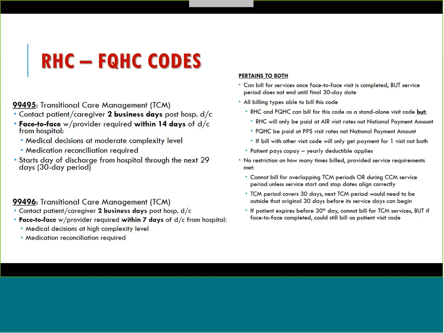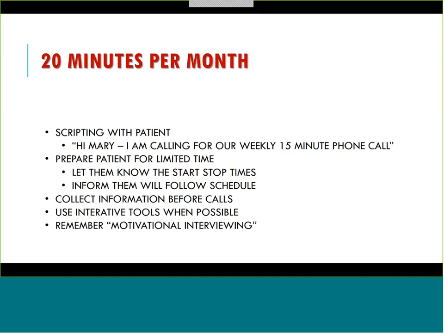In the manual, it talks about that more in depth because there are some nuances there, and you can do a little calculation. You do not get the TCM rate. That is the national payment amount. You get your all-inclusive or your PPS rates again. For those, the copays and deductibles apply. There's no restriction on how many times you bill that as long as you meet your service requirements. What I forgot to mention is if the patient does expire before that 30th day, you cannot bill for that TCM program.